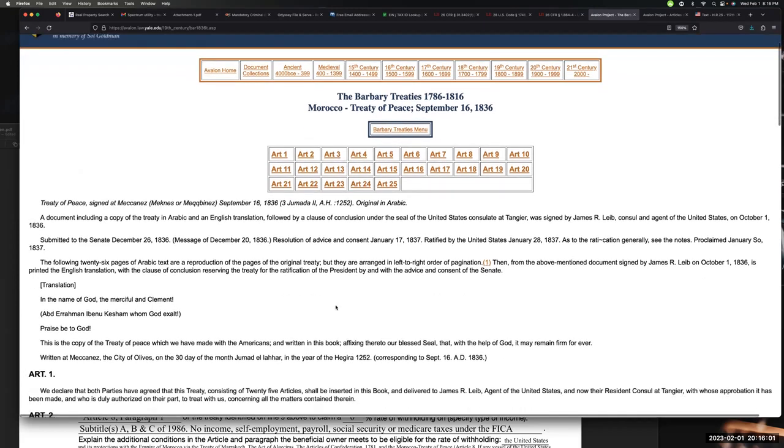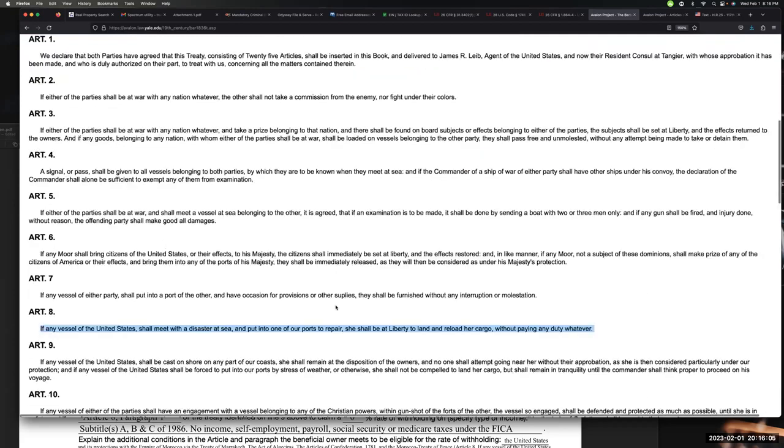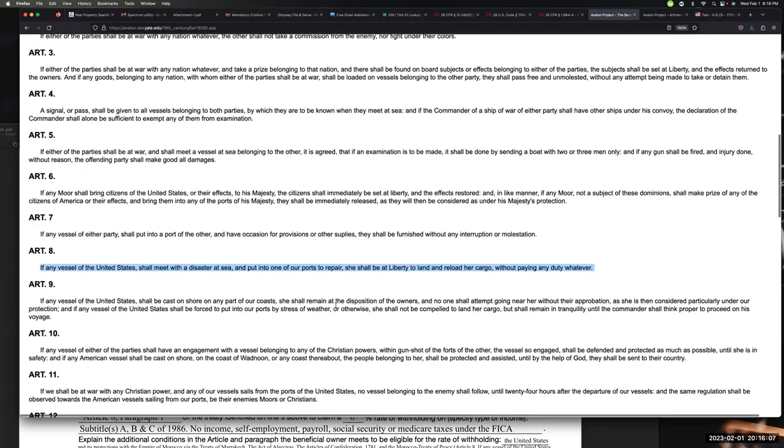So if we go down to Article 8, you're going to see how this treaty protects you, that commercial property, right? The name that is on the Social Security card, the name that is on the birth certificate, the name that all of these courts want to have, the name that all of the banks want to have.